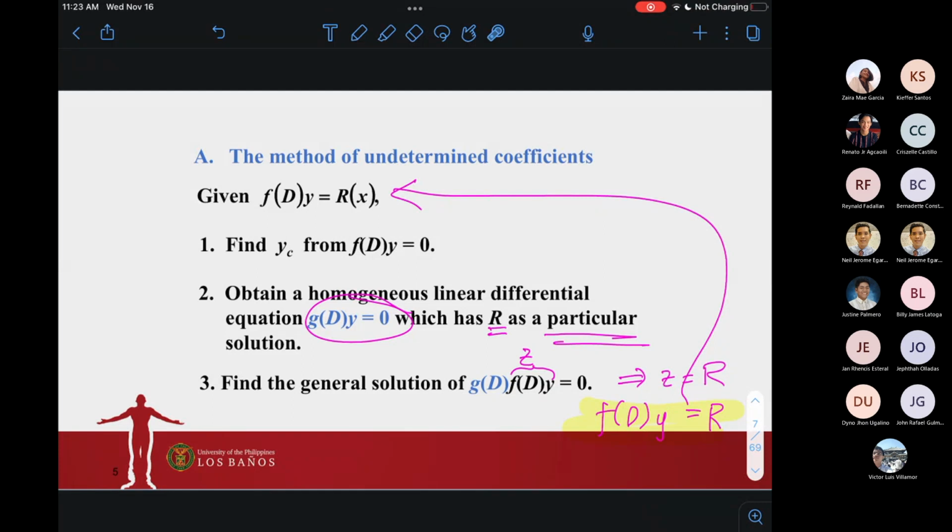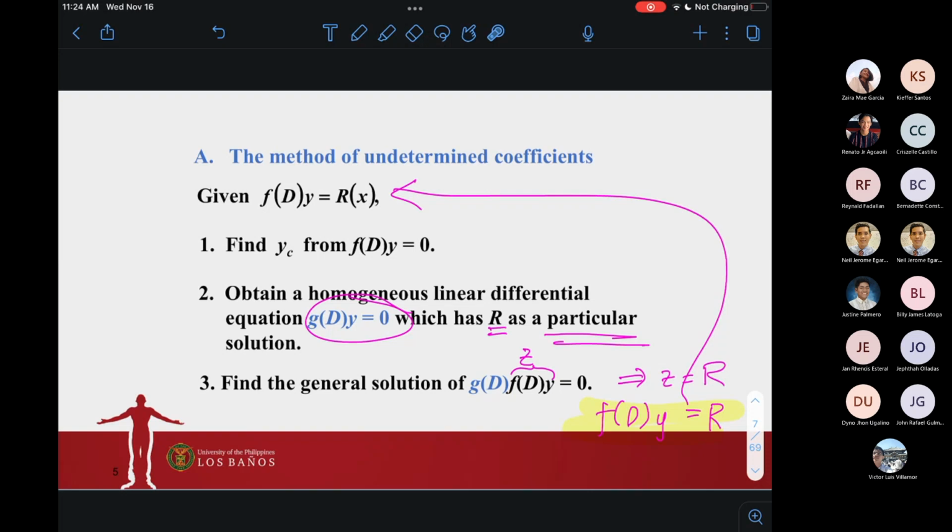Pero may limitation itong method na to. Alright? Yung method na to ay nag-work lang sa specific R of X's. Kasi look at step number 2. Kailangan ko mag-imbento ng homogeneous GLDE na particular solution si R. Paano kapag si R ay hindi lamang exponentials, hindi lamang siya polynomials, hindi lang siya polynomial times exponential times trigonometric, paano pag napaka-komplikado ni R? Halimbawa, meron siyang ln, meron siyang hyperbolic cosine, meron siyang mga inverse trigonometric, and so on.